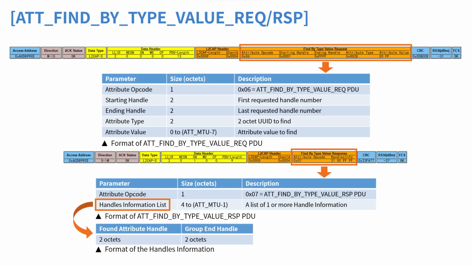The ATT find by type value request PDU is used to obtain the handles of attributes that have a 16-bit UUID attribute type and attribute value. Only attributes with attribute handles between and including the starting handle parameter and the ending handle parameter that match the requested attribute type and the attribute value that have sufficient permissions to allow reading will be returned. If one or more handles will be returned, an ATT find by type value response PDU should be sent. The handles information list field is a list of one or more handle information. If no attributes will be returned, an ATT error response PDU should be sent by the server with the error code parameter set to attribute not found.